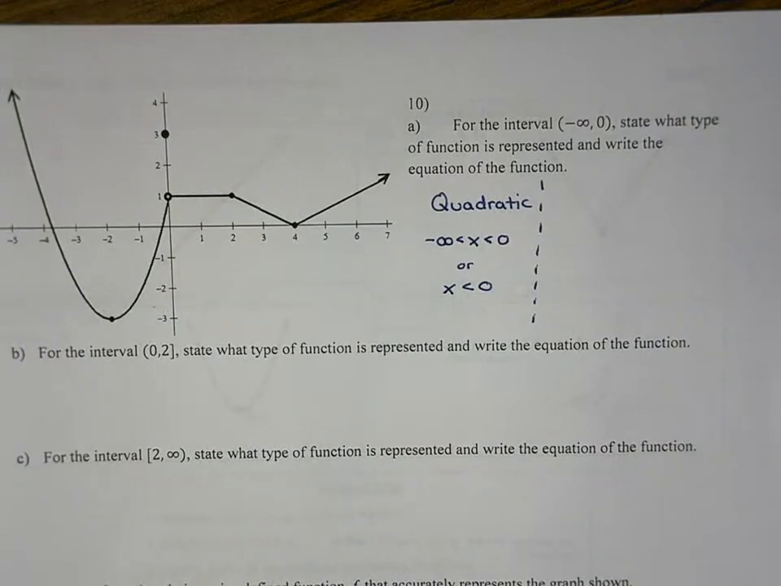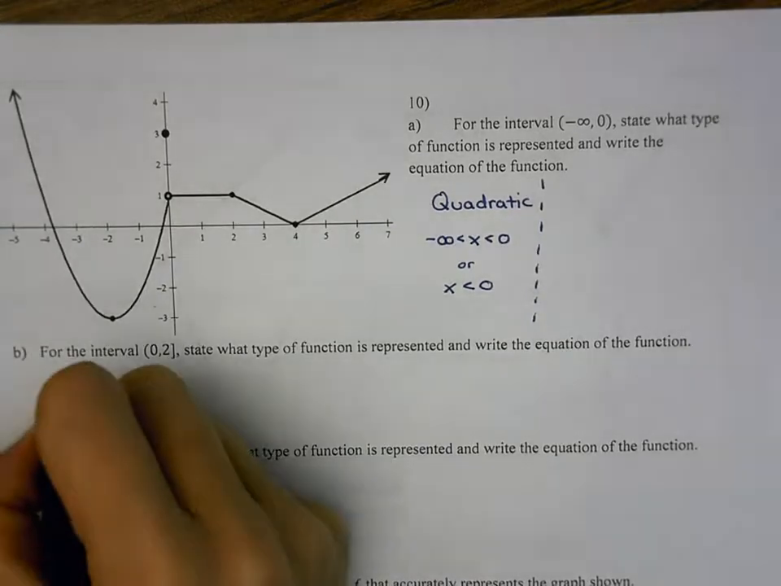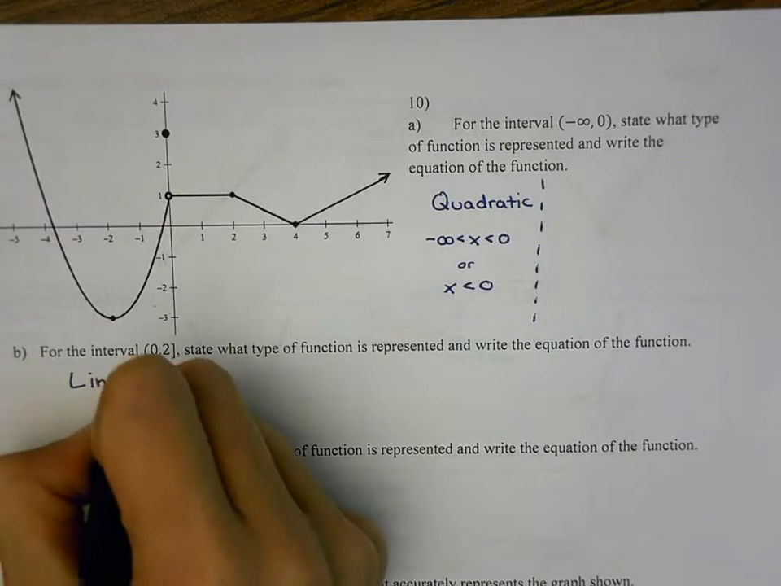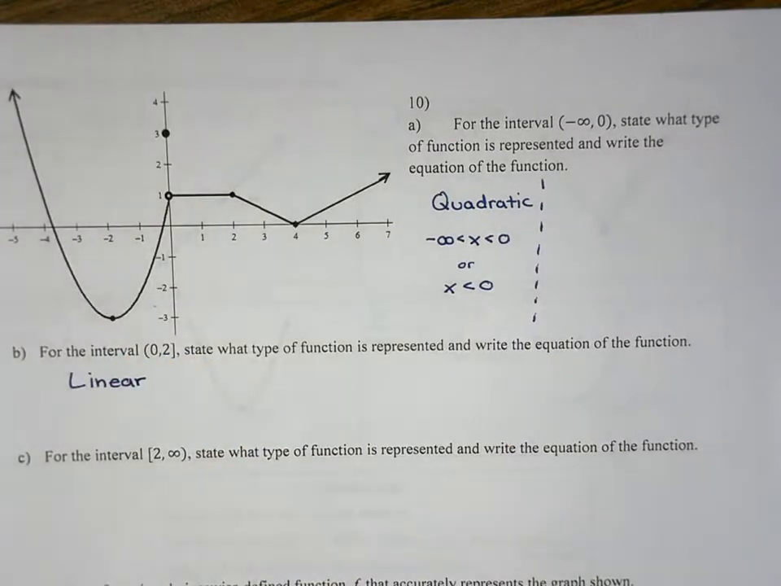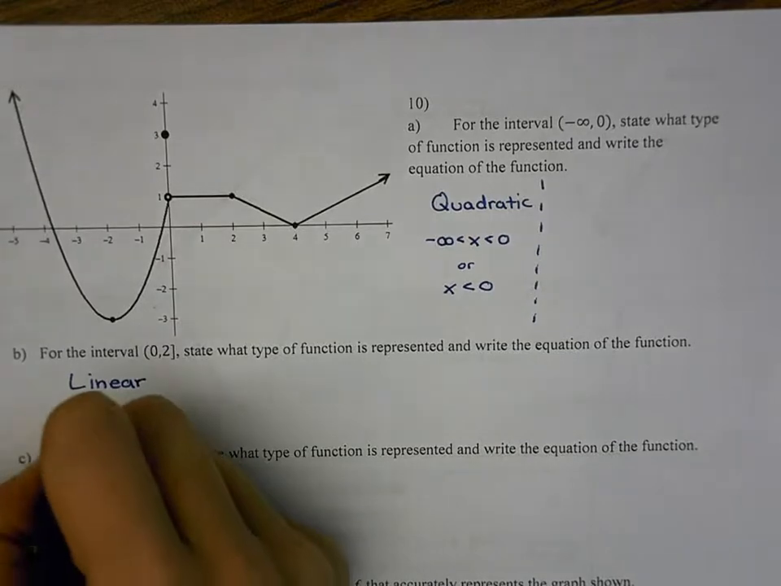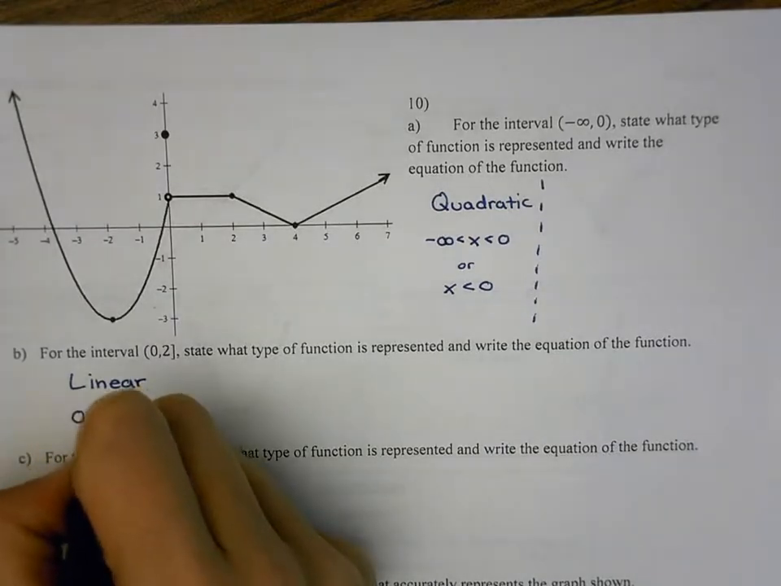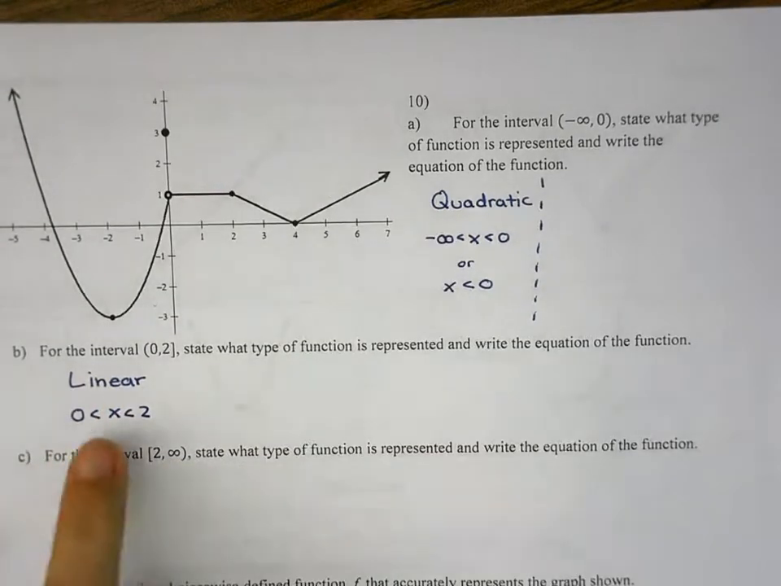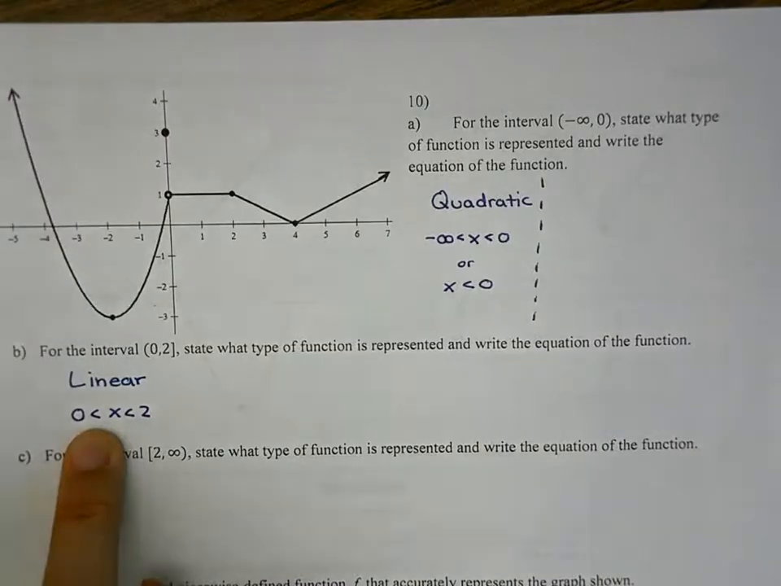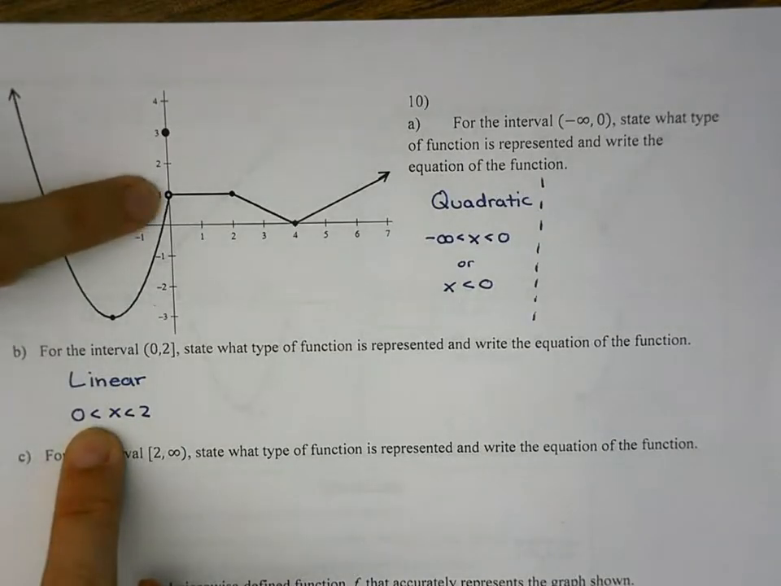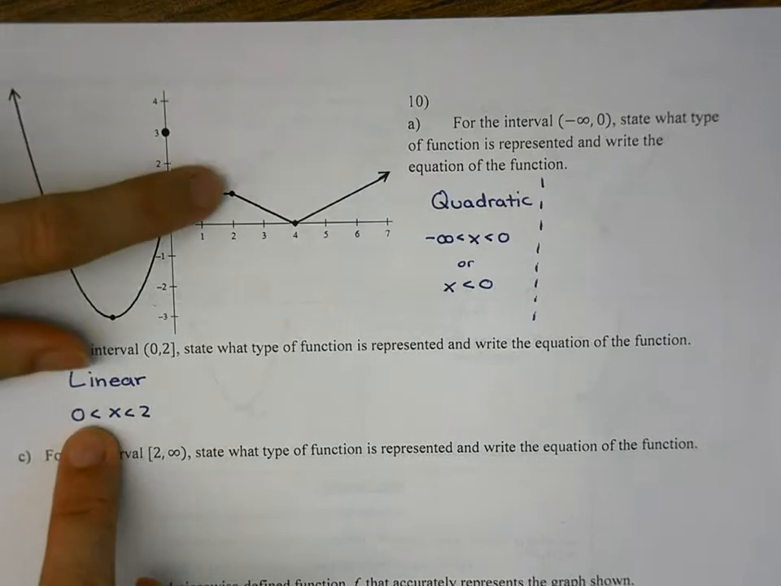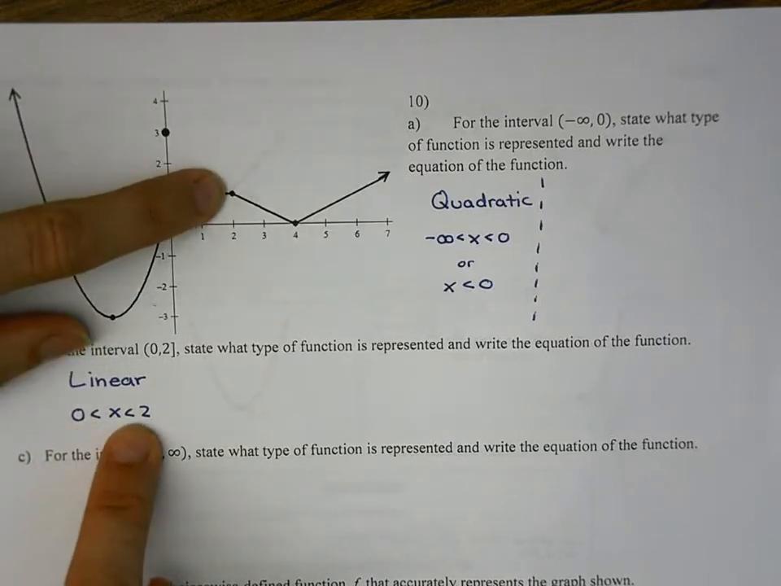Okay, well, from 0 to 2, that's a linear. How would I write its restricted domain? Its restricted domain would be 0 to 2. Equals or not on 0? Well, that's a hole, so no equals. What about at 2? At 2, there's a point, and so there would be an equals here.